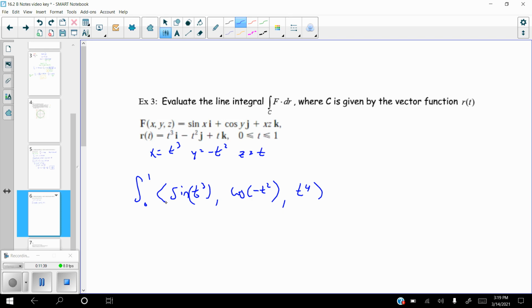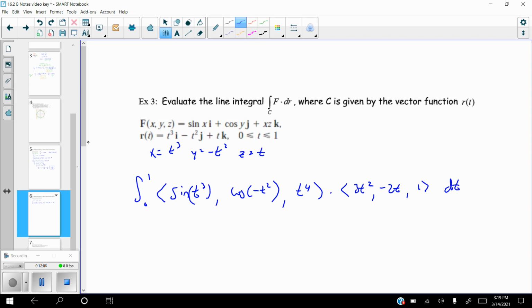Our force vector defined parametrically, dotted with r prime of t, which is dr, right? dr is r prime of t dt. So the dr part, or the r prime of t, is going to be the derivative of t cubed, which is 3t squared. The derivative of negative t squared is negative 2t, and the derivative of t is 1, dt.